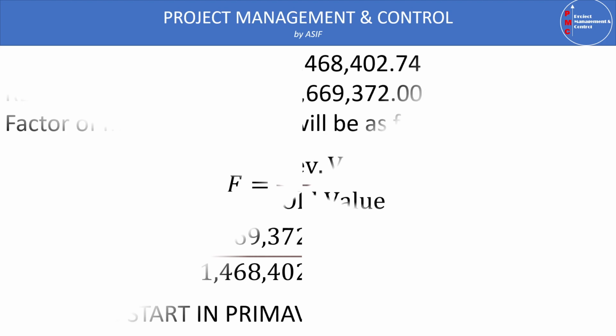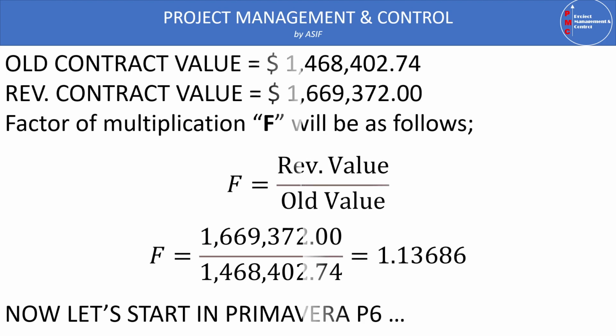To start, let's suppose that our old contract value is 1,468,402.74, and for some reason, the value of the contract is revised to 1,669,322. As we see, the revised contract value is larger than the old contract value, which means that we need to multiply the old contract value by a factor greater than 1. This multiplication factor can be determined by dividing the revised value by the old value. Once we divide the revised value by the old value, we get a factor of 1.13686.